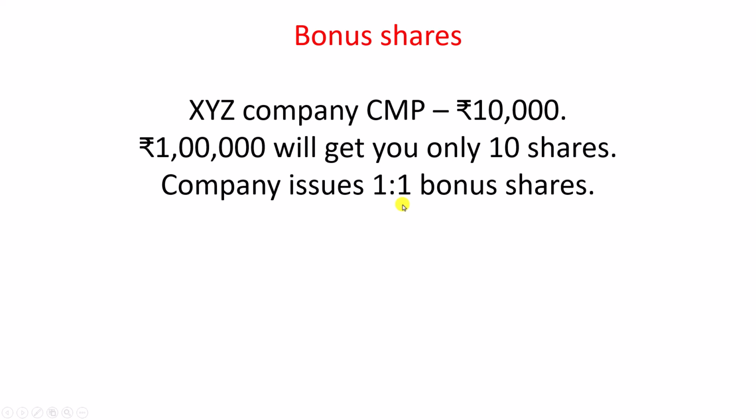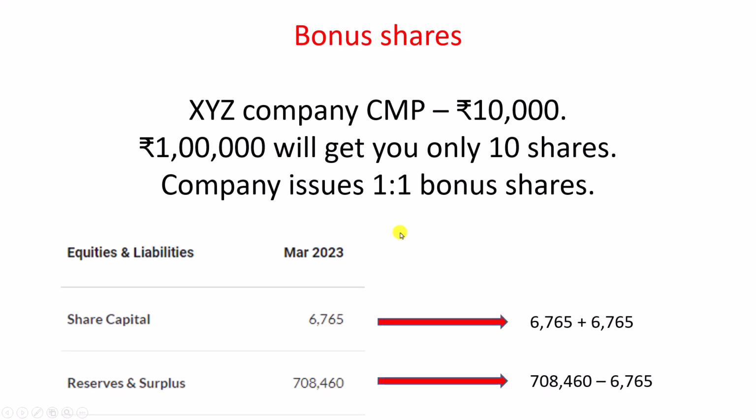In the case of dividend, in the case of buyback, the company paid me money. But here, the company does not pay me anything. Okay? If I have one share, I will get one free. If I have 32 shares, I will get 32 shares free. Alright. So, what happens? The share capital doubles. Share capital doubles. So, 6765 would double. So, this would be this plus this.